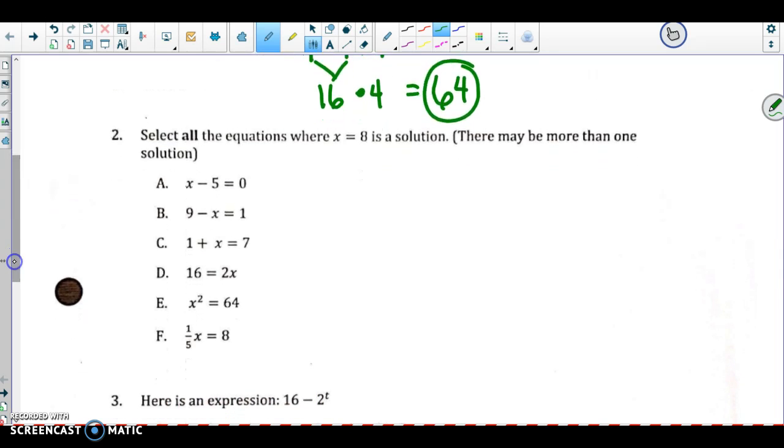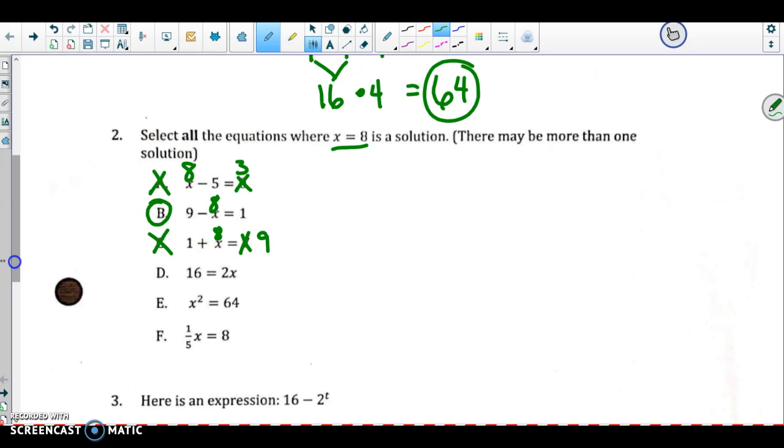Number 2, select all the equations where x equals 8 is a solution. Well, to be a solution, it has to make the equation true. So we should be able to plug in 8 for x, and it should be true. For example, if I plug in 8 here, 8 minus 5 equals 3, not 0. So this one would not work. On this one, if I plug in an 8 here, 9 minus 8 is 1. So yes, that one does work. If I plug in an 8 here, 1 plus 8 is 9, not 7. So that one does not work.